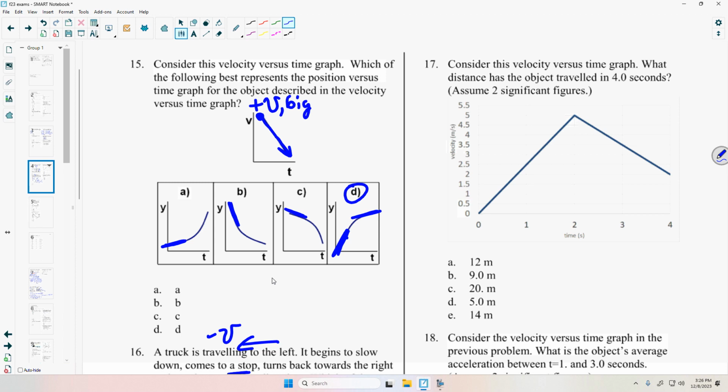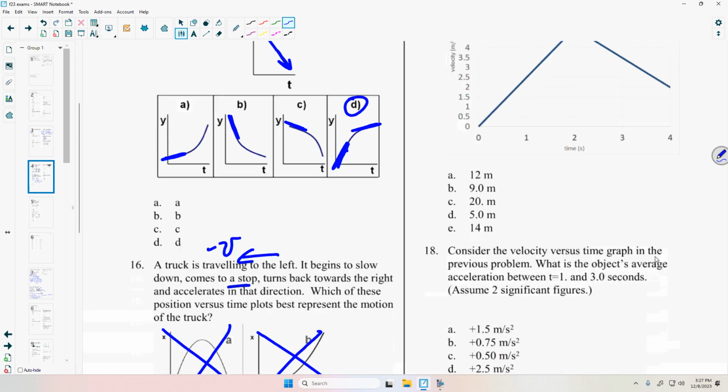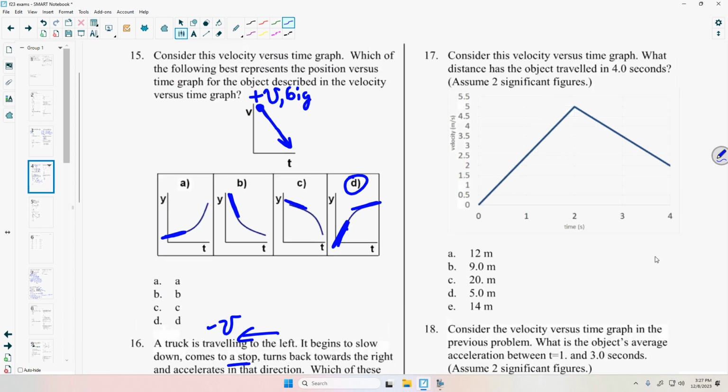So be able to know what the slope and or the area means. The slope of a V versus T graph gives me the acceleration. The area of a V versus T graph gives me the distance. So here I want to know the distance that it travels in the 4 seconds. That's the full time duration from 0 to 4.